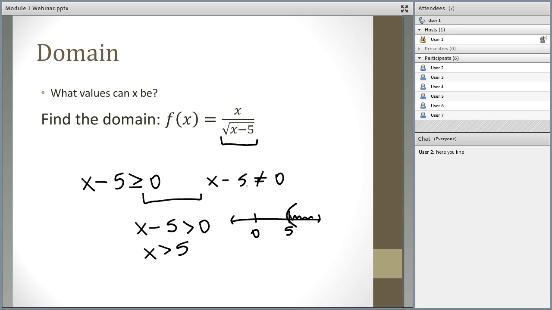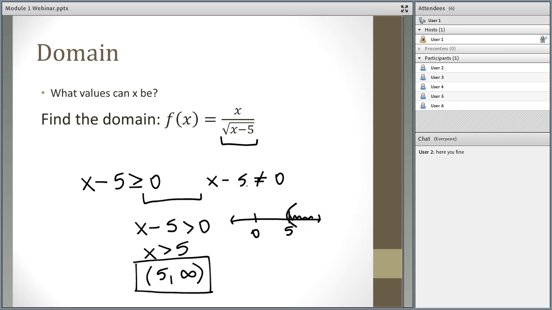So the interval notation would be 5 up to infinity. And infinity also gets a parenthesis. Infinity always gets a parenthesis because it's not a numerical value, so it can't technically be included. So this represents the domain of x over the square root of x minus 5. Are there any questions? Just let me know.